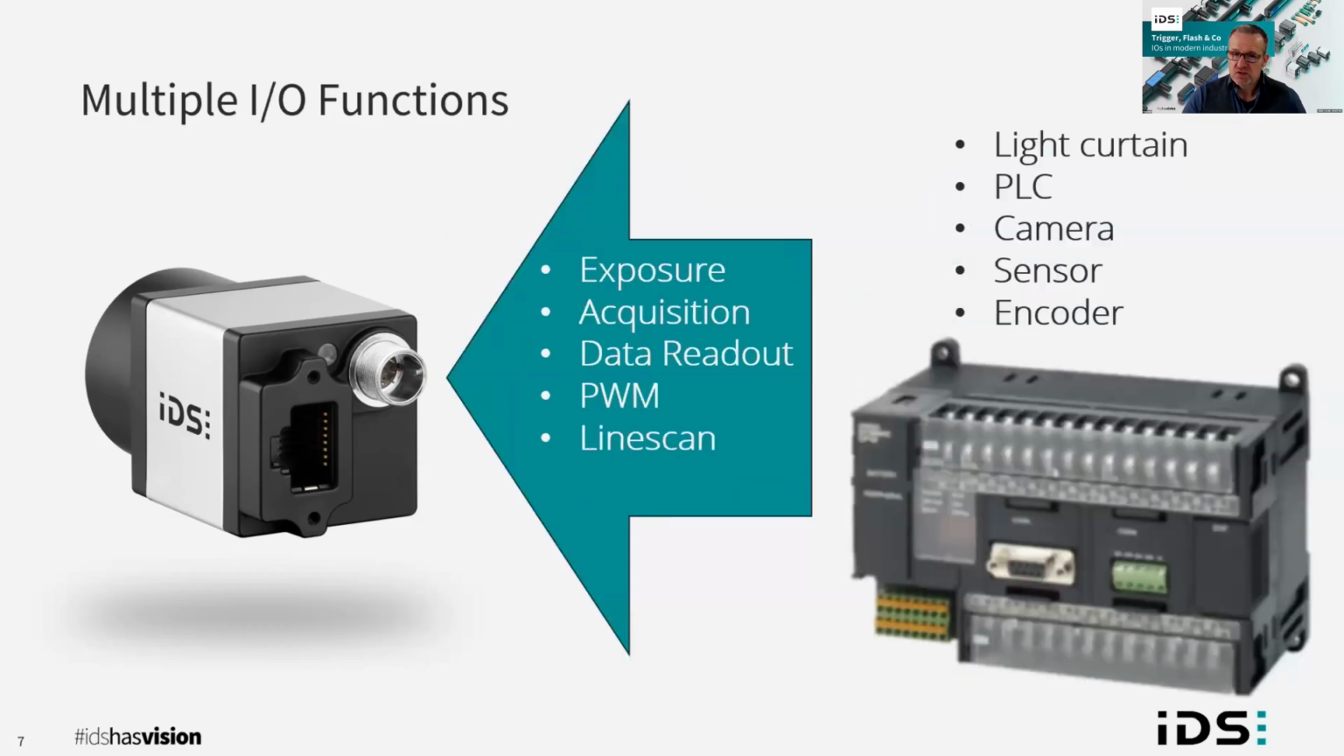The inputs are also highly flexible and versatile, just like the outputs, and can be controlled by various sources such as light barriers, PLCs, encoders, or sensors. All these external trigger events can then be used to initiate various actions in the camera. For example, capturing single or multiple images, reading sensor data from internal memory, or exposing individual lines in a possible line scan mode.